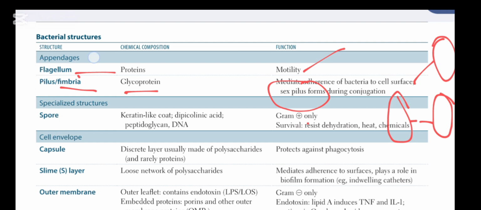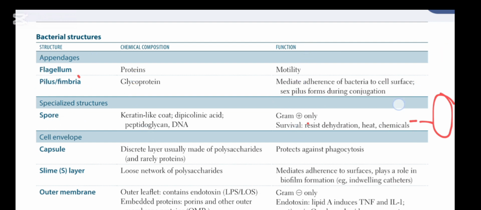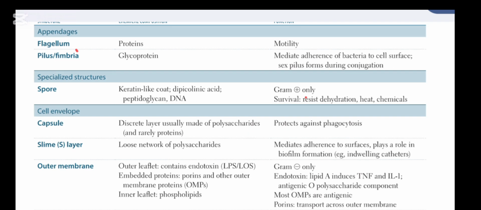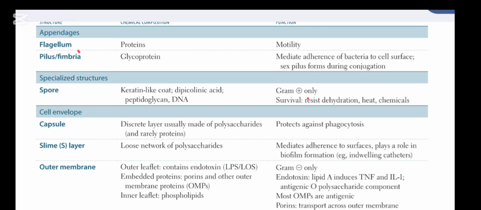So conjugation is a process where there's a transfer of genetic material from one bacteria to another bacteria, and this is how there is a transfer of important enzymes, transfer of important resistance against antibiotics, and other variety of pathogenesis that we are going to study in our future sections.